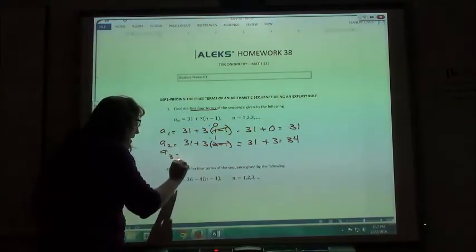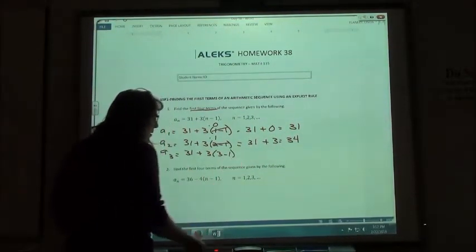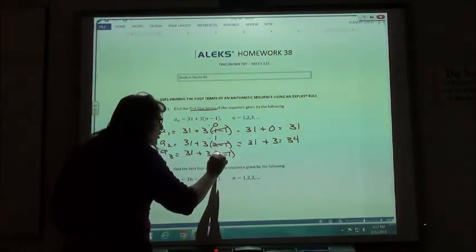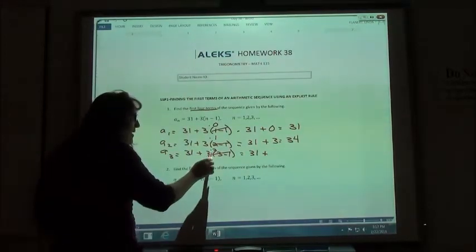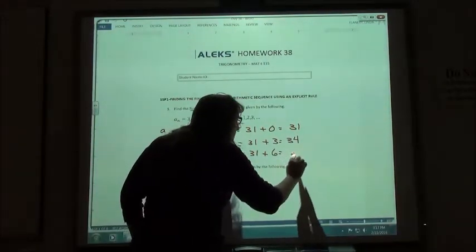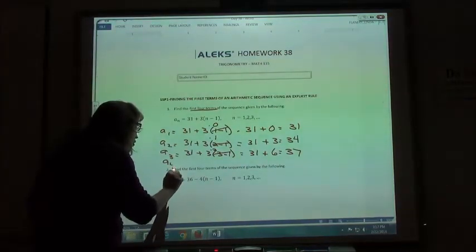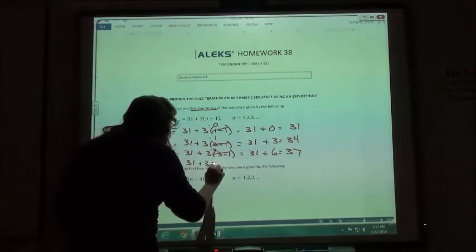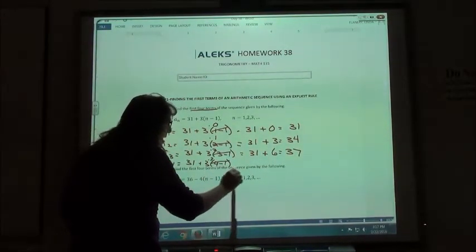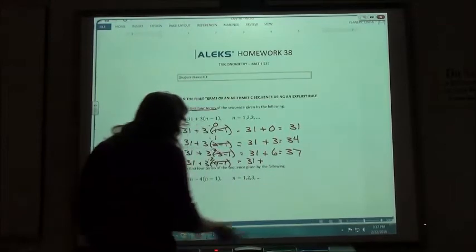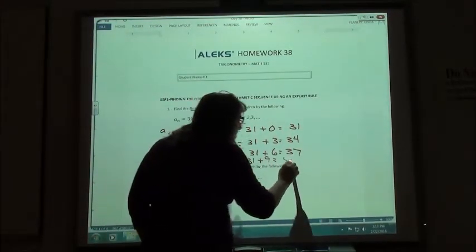A sub 3 means I'm going to have 31 plus 3 times 3 minus 1. 3 minus 1 is 2. So I'm going to have 31 plus 3 times 2, which is 6, which gives me 37. And then a sub 4 is 31 plus 3 times 4 minus 1. 4 minus 1 is 3, so I'm going to have 31 plus 3 times 3 is 9. 31 plus 9 is 40.